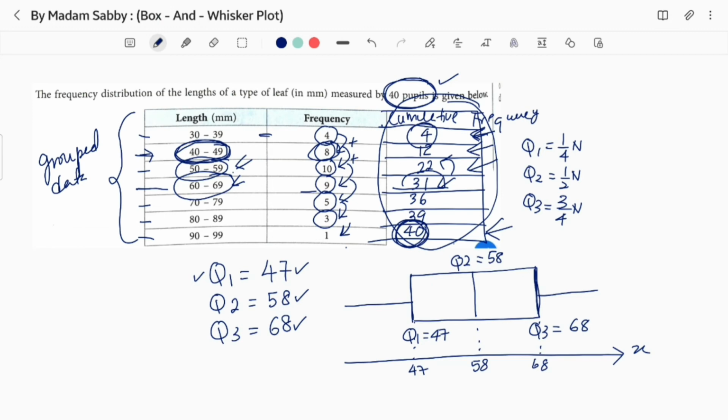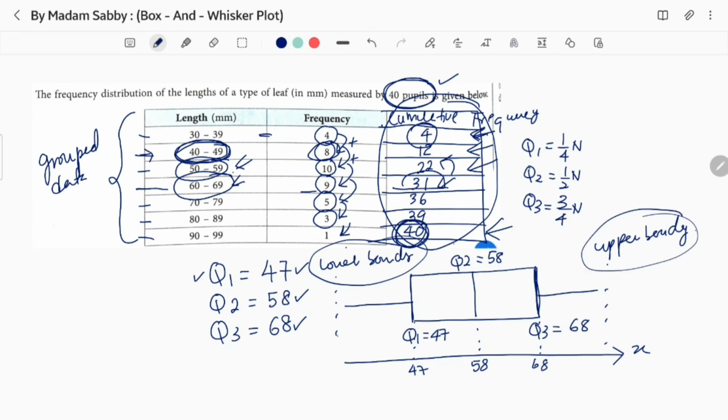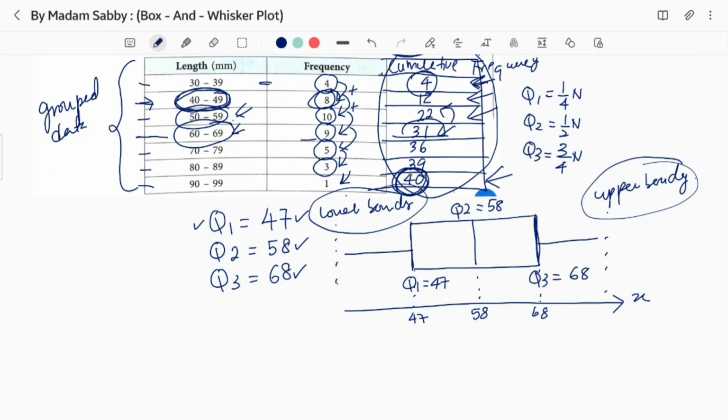But you can also add the lower boundary as well as the upper boundary. The lower boundary and upper boundary will be easier to find if you have raw data, because the reason we find the lower boundary and upper boundary is to identify any outliers that are present in your data. So how do we identify the lower boundary and the upper boundary?